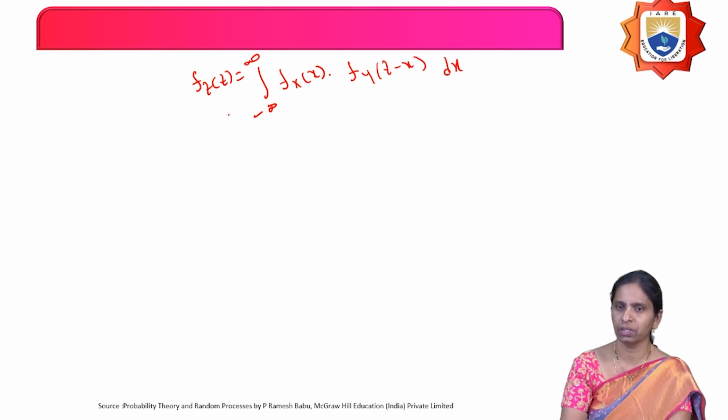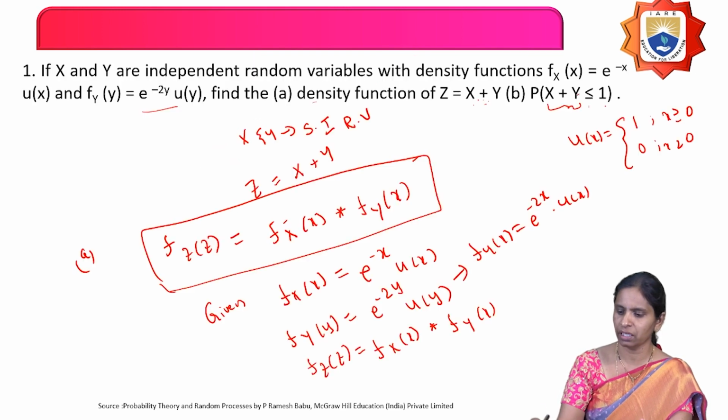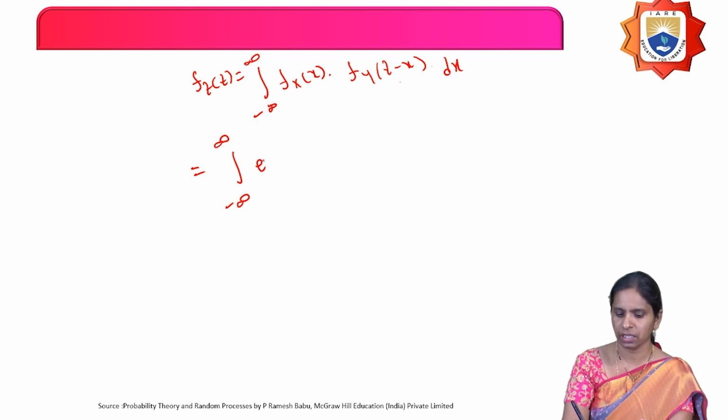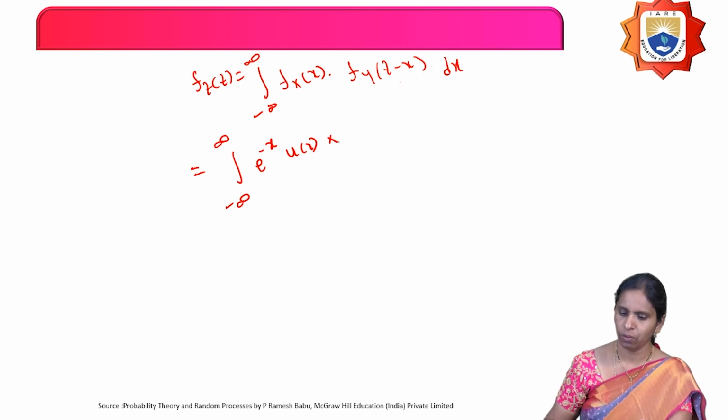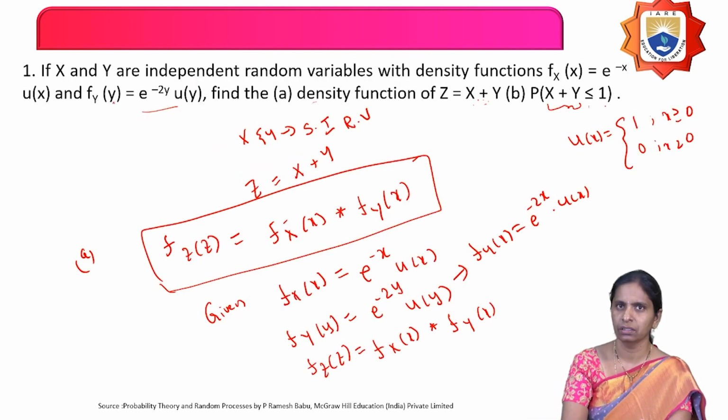So, what is the formula for convolution? fX(x) convolution fY(x) is nothing but the integral from minus infinity to infinity of fX(x) into fY(z minus x) dx. That equals the integral from minus infinity to infinity, where fX(x) is given as e power minus x into u(x). Therefore, this is e power minus x into u(x). Then, what is fY(z minus x)? In the given problem, fY(y) is equal to e power minus 2y into u(y).